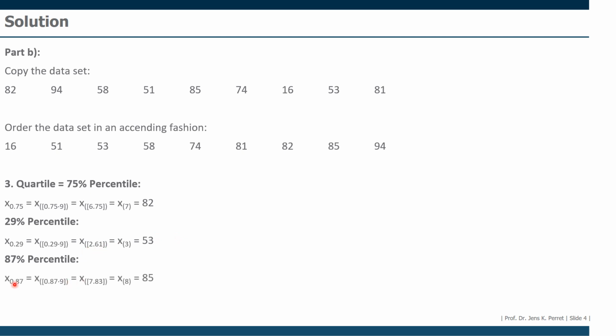Finally, I have the 87% percentile. So 0.87 times 9 gives 7.83. Rounded up gives 8. And the 8th observation in the data set is 85, which is here the respective percentile. So that's already 1/3 of the exercise.